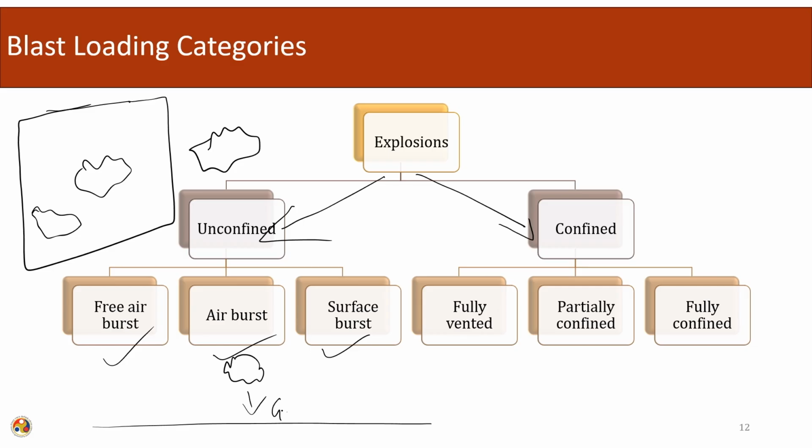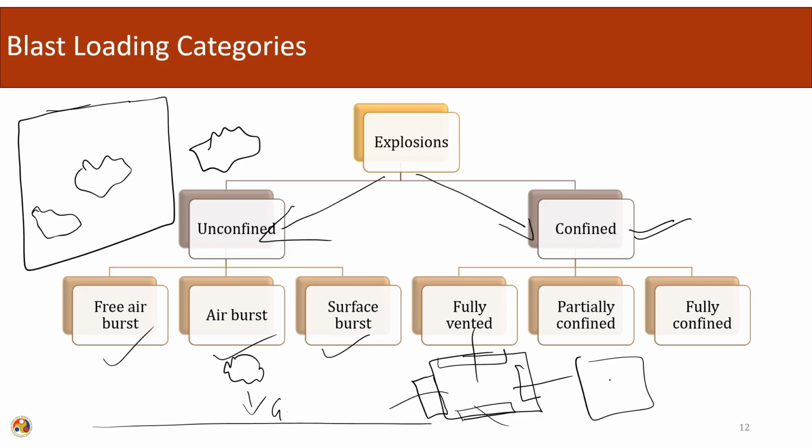If it is confined, then it is termed in terms of the ventilation. Fully vented means a significant number of air vents are there so that the pressure may go out. Partially confined means the amount of ventilation is restricted, and fully confined means no ventilation is there. The confined blast and unconfined blast have a different signature.